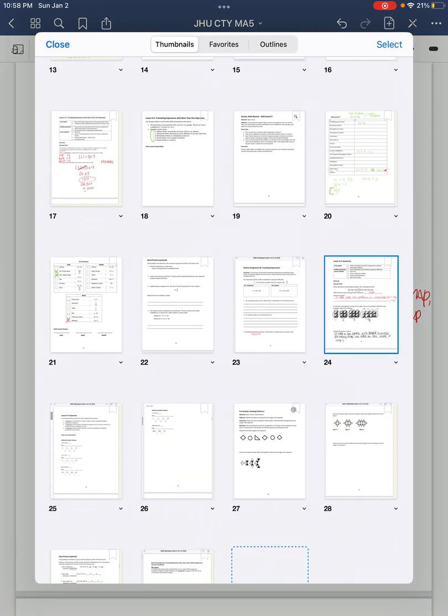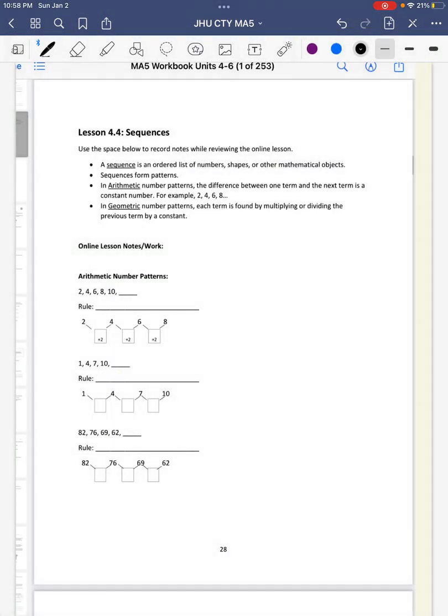All right, let's look at our next page, since Miss Nord is having a little brain doozy over here. It says, use the space below to record notes while reviewing your online lesson. Here's where you jump in the video online that will help you.